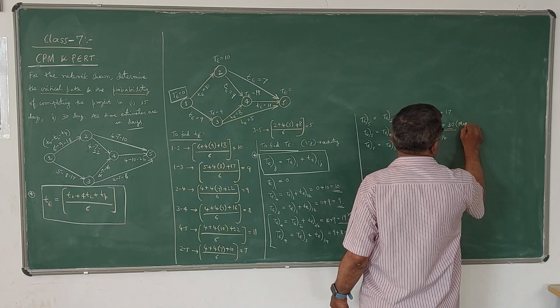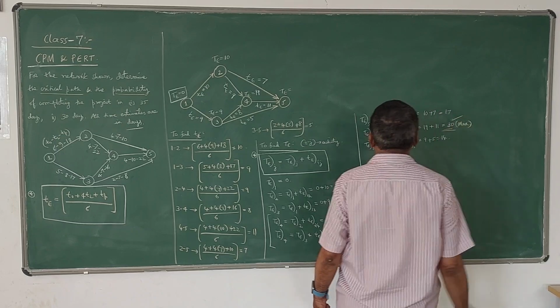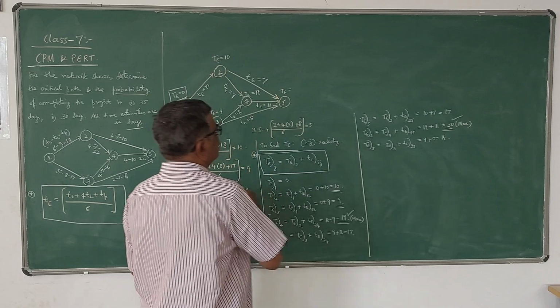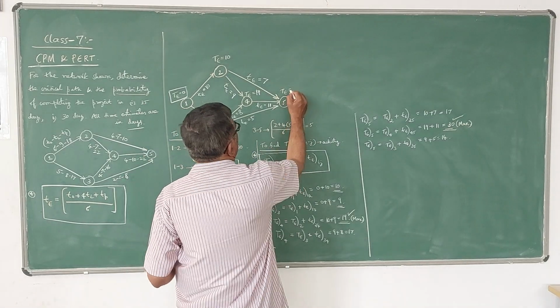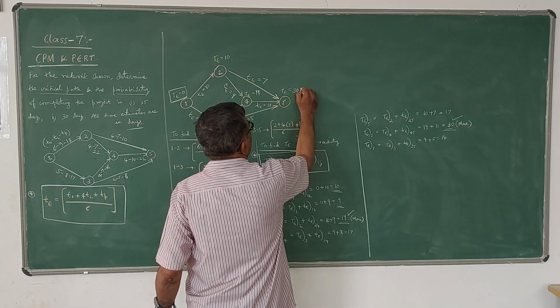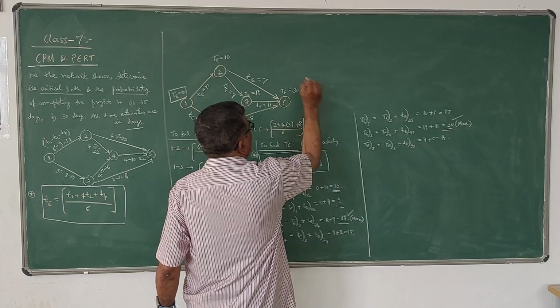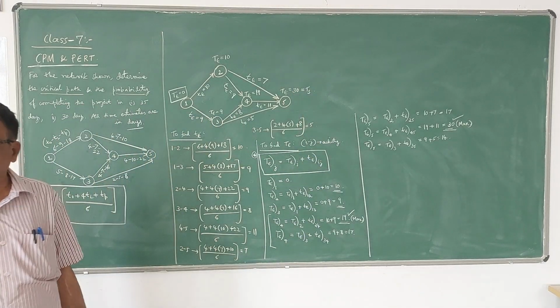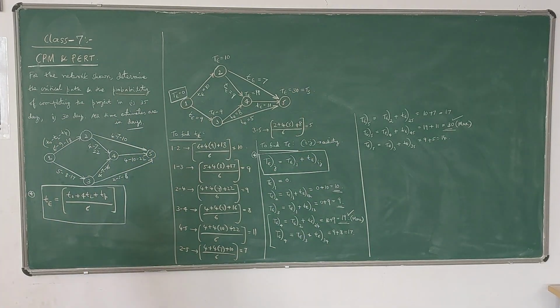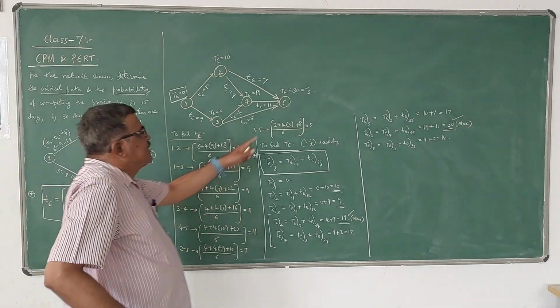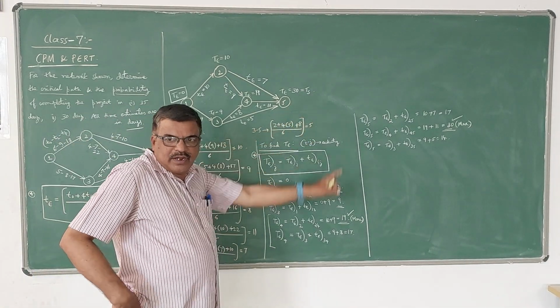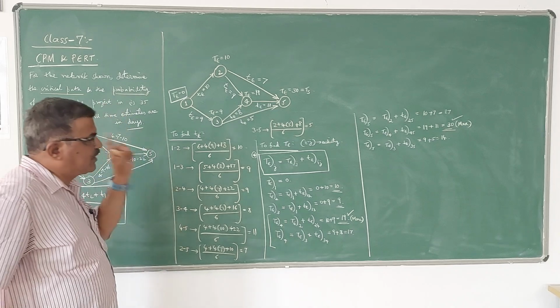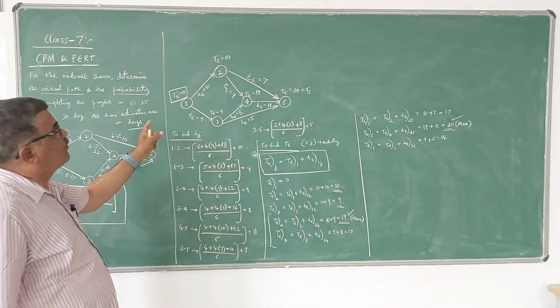So therefore, that is your capital T for event 5. So that is 30. So this itself is your scheduled time. Okay, the earliest expected time of the last event itself is the scheduled time, TS. So 30 we got now. So this is how we can compute TE.